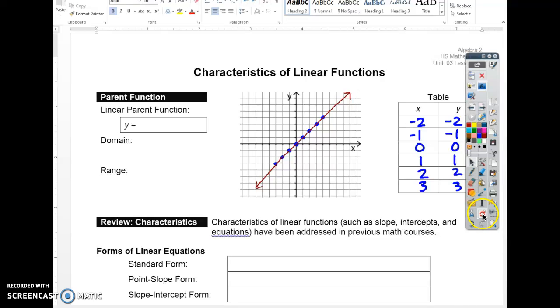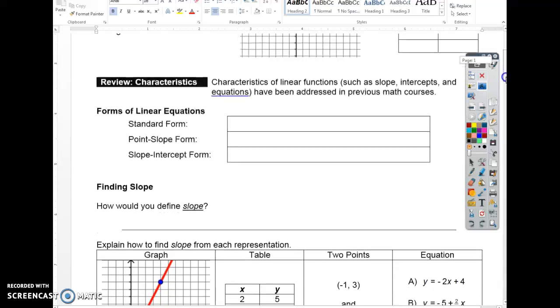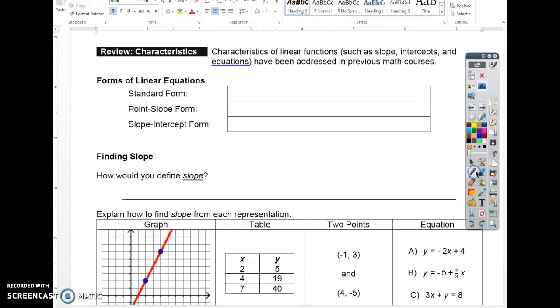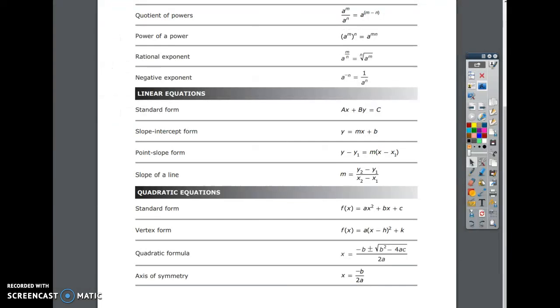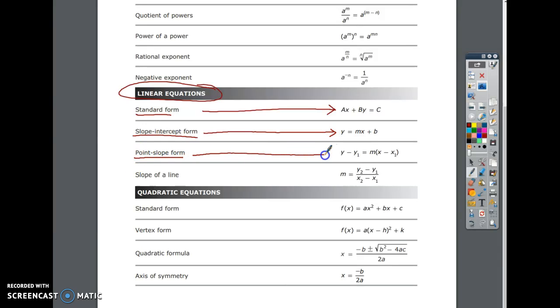Okay, so let's go to the next line. Right here, when it's asking for the forms of linear equations, these are all in your formula chart. And I haven't given you a formula chart yet, but when you see it, this is what it looks like. And this is where you would be looking for linear equations. This is the standard form. Write it down. This is the slope-intercept form. Write it down. And this is the point-slope form. Write it down. You can pause the video at this time so that you have time to write them in.